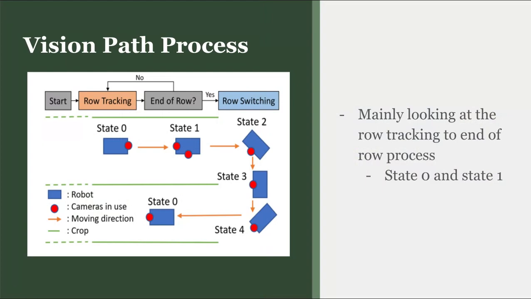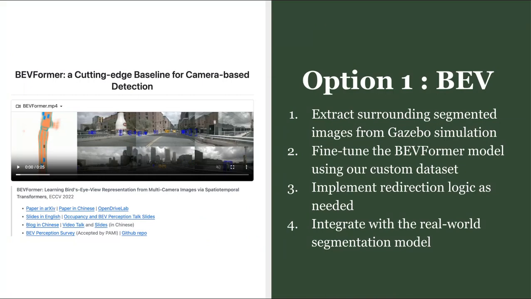The navigation process mainly involves two phases: tracking the row itself and detecting the end of the row. So today we'll be focusing on state 0 and 1, and we explored this through two different approaches. The first option was using a bird's eye view approach. First, we extracted segmented images from the Gazebo simulation. Then, we would fine-tune a pre-existing BEVFormer model with our custom dataset, implementing redirection logic as needed so the robot could respond to changes. Finally, the idea was to integrate with a real-world segmentation model in the future.